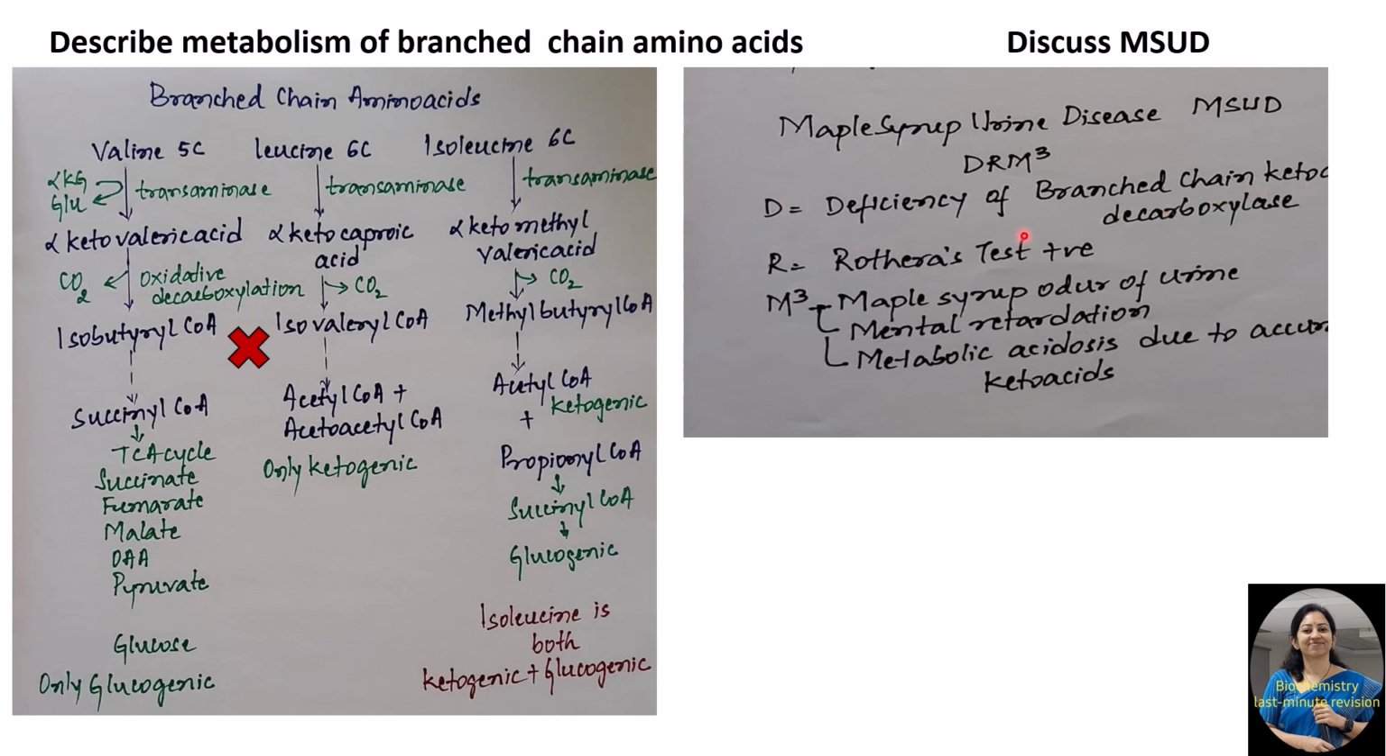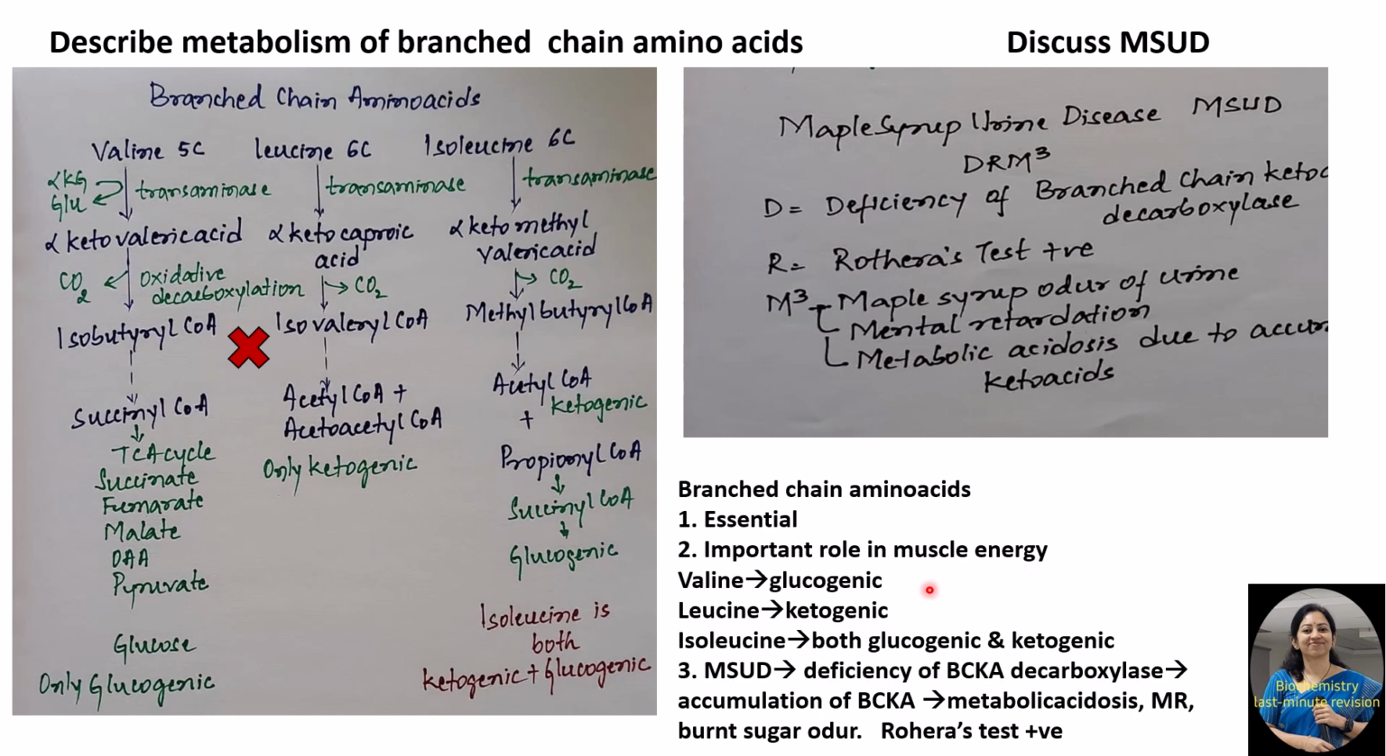R stands for Rothera's test is positive because they are keto acids, and M stands for maple syrup odor of the urine, burnt sugar odor, or an easy way to remember is maple syrup odor of urine. And the child will be mentally retarded, so mental retardation is also a characteristic feature. And metabolic acidosis occurs because all the keto acids are getting accumulated in the child's blood. So this is how you can remember maple syrup urine disease.